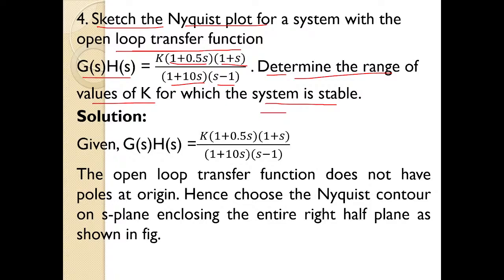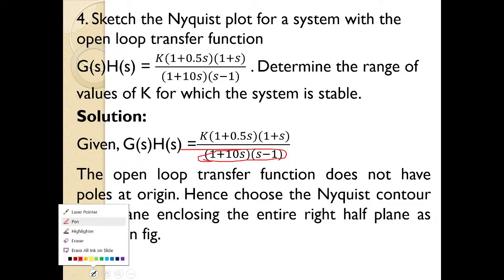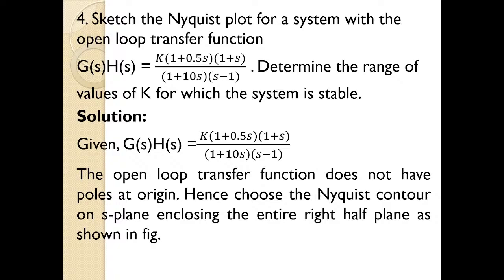Okay then. So the given open loop transfer function is G(s)H(s), that is K into (1 plus 0.5s) into (1 plus s) by (1 plus 10s) into (s minus 1). If you carefully observe the denominator, there is no pole at the origin. By looking at this denominator, we can say there is no pole lying at the origin.